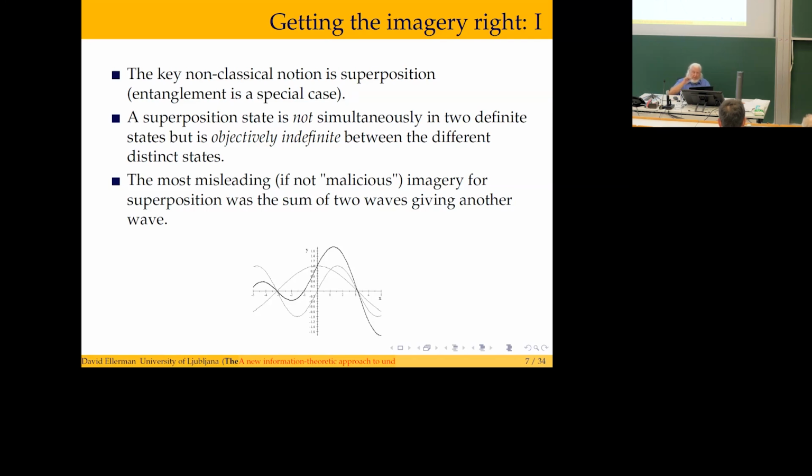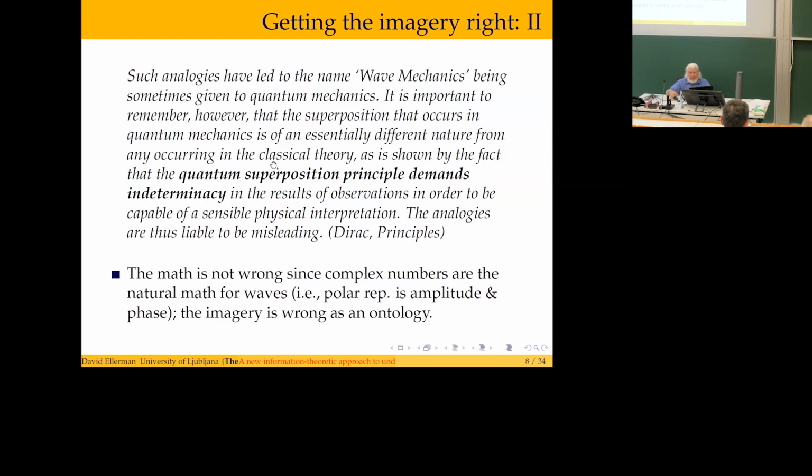So that's coming for free from the fact that you're dealing with complex numbers. And so this picture there is the wrong picture of superposition. It's not mathematically wrong, it's ontologically wrong. And we're talking about ontology here. Here's a nice quote from Dirac that says it very nicely, that you should not take the waves seriously in an ontological sense in so-called wave mechanics, because quantum superposition demands indeterminacy. So you have a case where the values are indeterminate, no superposition between here and there. You have this indeterminacy between where you are. So you should not think of it in terms of waves.